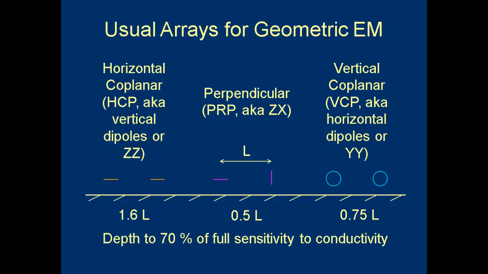Depth of exploration is the term to which an array accumulates 70% of its full sensitivity to conductivity. A similar term is depth of investigation, the depth to which an array accumulates 50% of its full sensitivity.